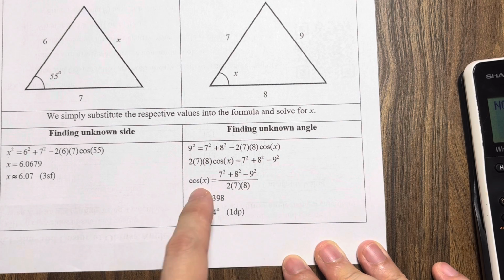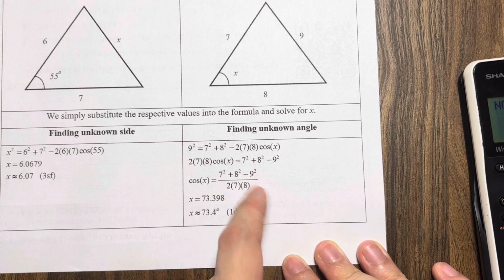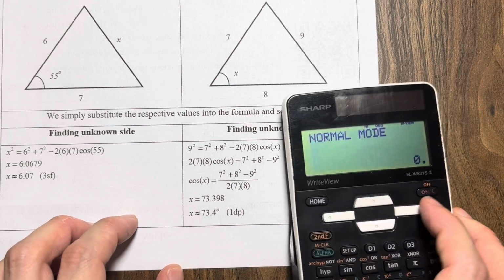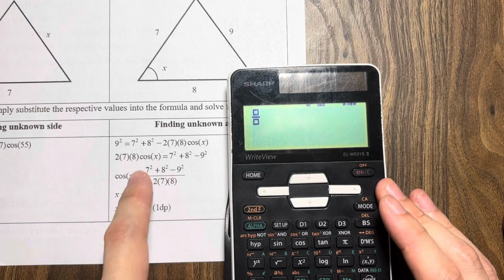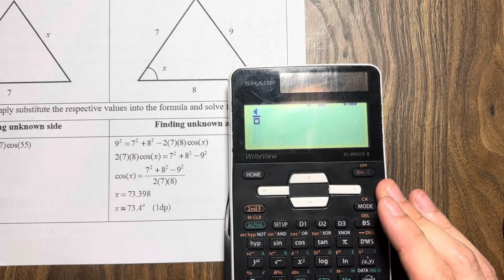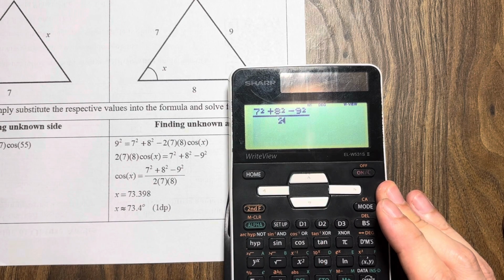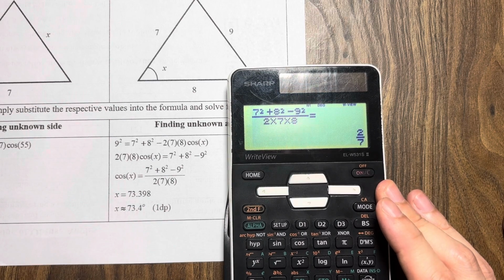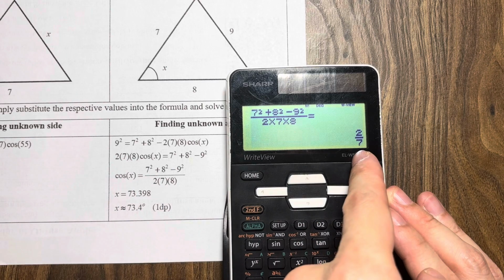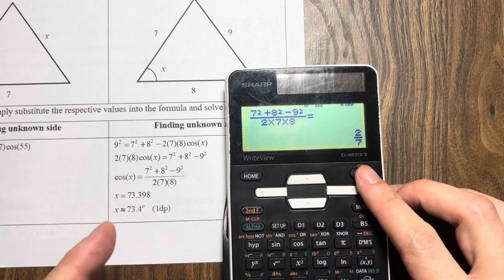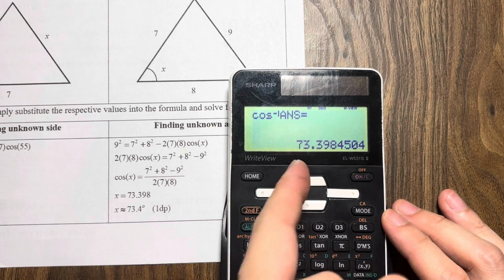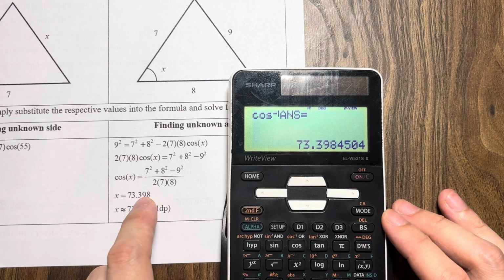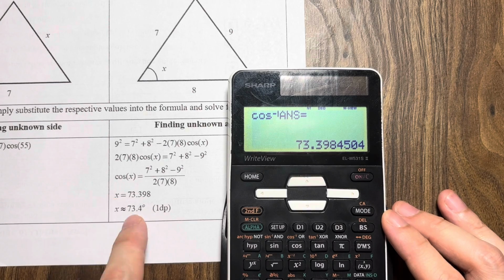At this point, I'm already done. I have cosine x equal to something, so I'm going to press the calculator and use cosine inverse. In the same way, I'll demonstrate one time. I press the whole thing in the calculator: 7 squared plus 8 squared minus 9 squared, over 2 times 7 times 8. I get 2 over 7, so cosine x is equal to 2 over 7. But I want x, so I do the same trick: cosine inverse of the answer, and straight away I get the answer, 73 point something. I write a bit longer and round off to 1 decimal place because this is an angle.